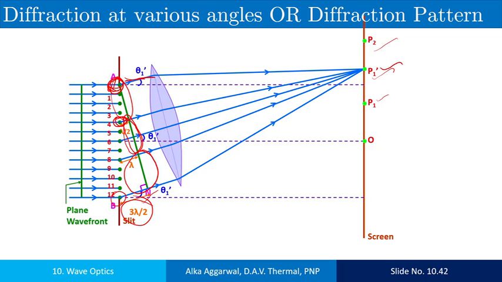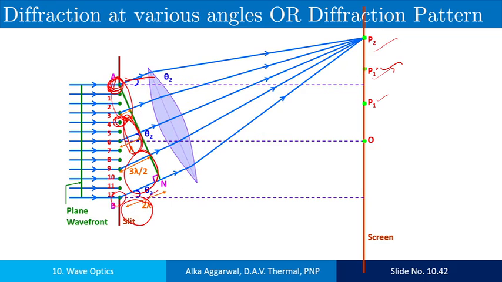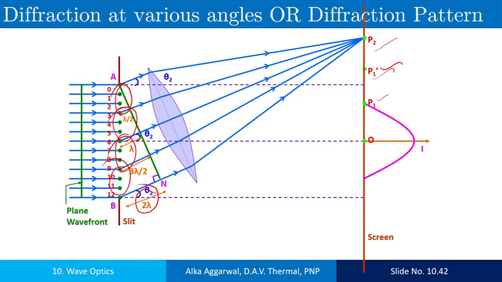P2 is a point of minimum intensity if the path difference is 2 lambda. To explain that it is the point of minimum intensity, we divide the whole slit into 4 parts. The first part cancels out the second, the third part is cancelled out by the fourth, and point P2 is a point of minimum intensity. When we draw the diffraction pattern, we get this type.